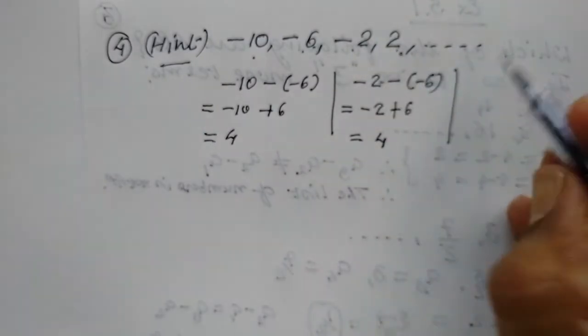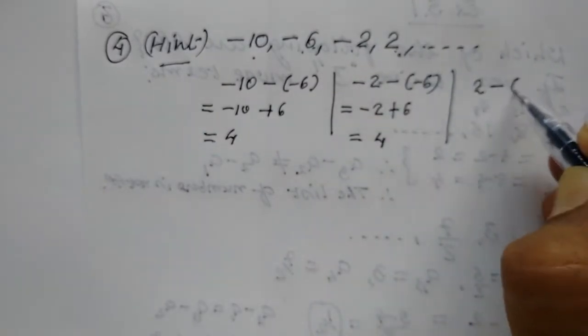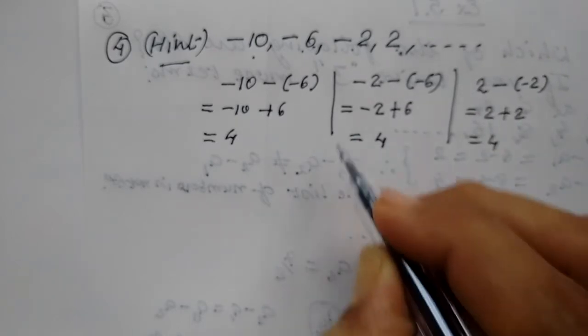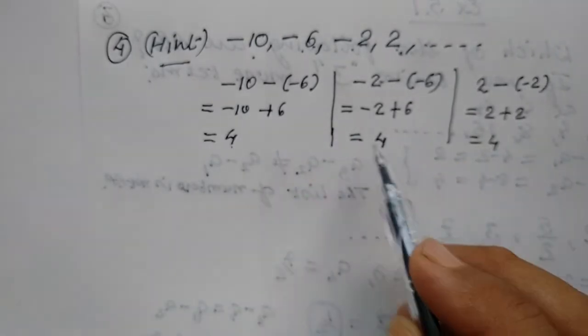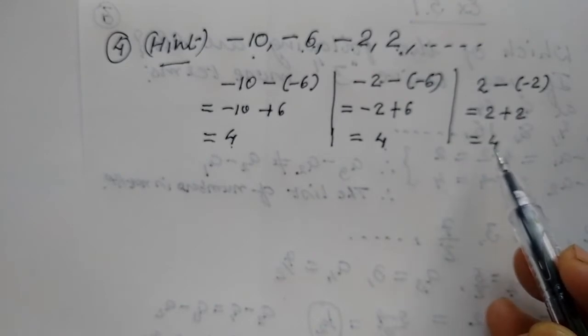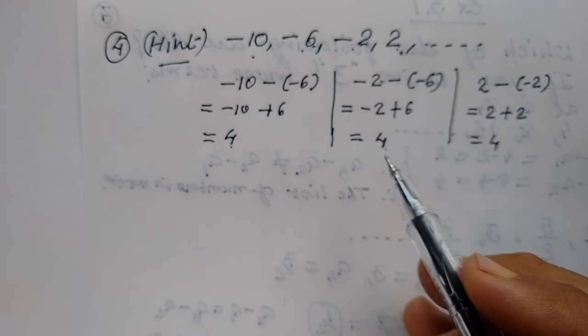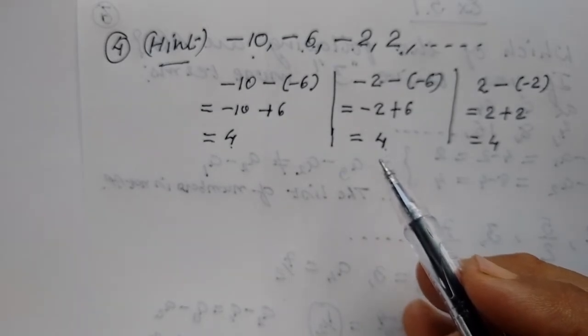And finally this you check. 2 minus sign minus 2, it is 2 plus 2, 4. So everywhere you are getting 4, 4, 4. Meaning is what? D you are getting equal. So it is true for AK plus 1 minus AK.